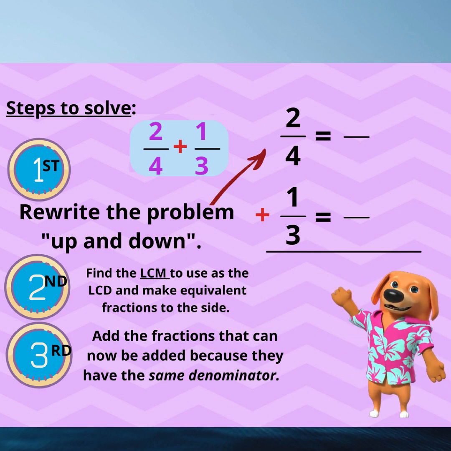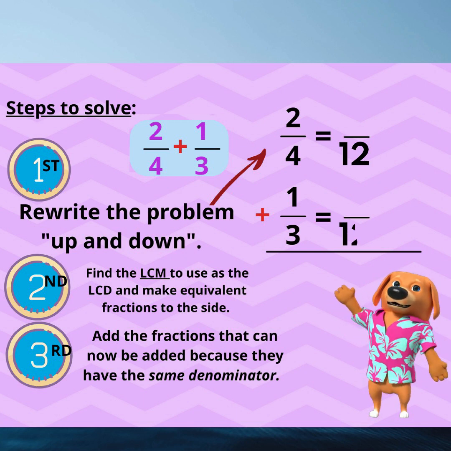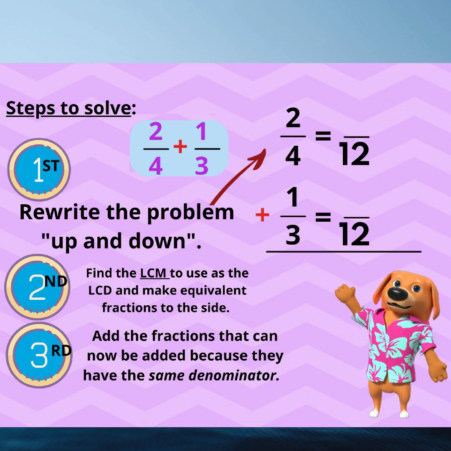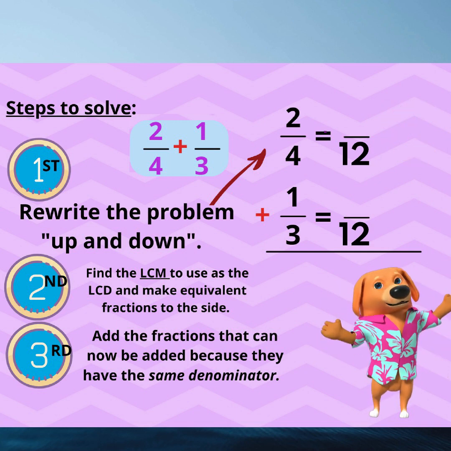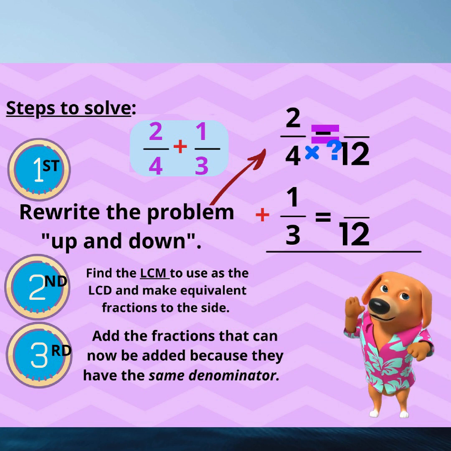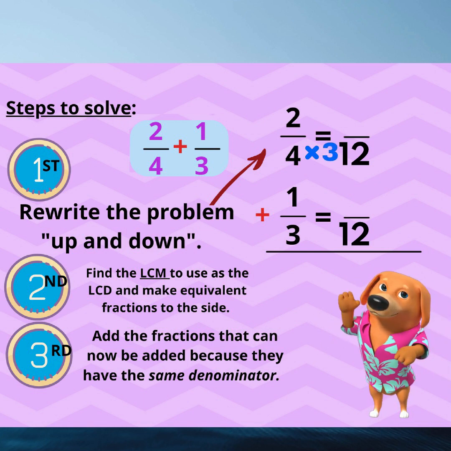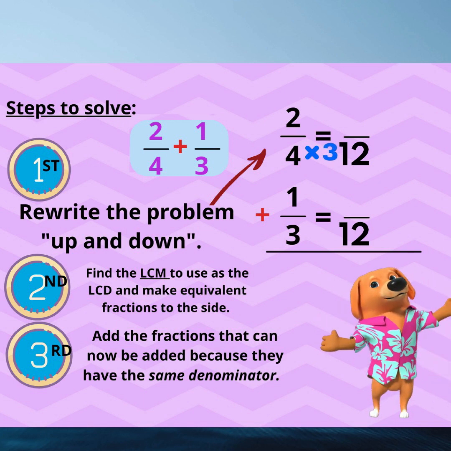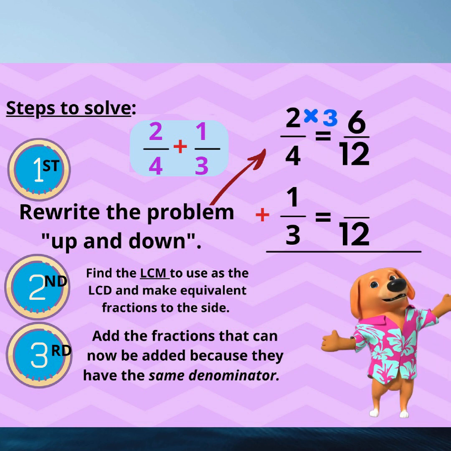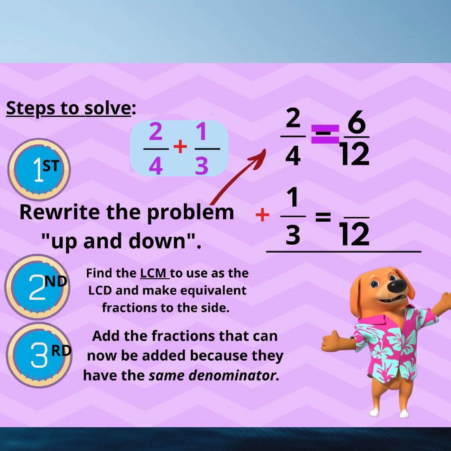You want to rewrite the problem up and down. This way you can change each fraction into twelfths. Remember, 12 was our LCM. We then changed 2/4 into an equivalent fraction with 12 as the denominator. To do that, we ask ourselves, what times 4 equals 12? 3 times 4 equals 12. If you multiply the numerator by 3, the new numerator will be 6. 2/4 is equivalent to 6/12.